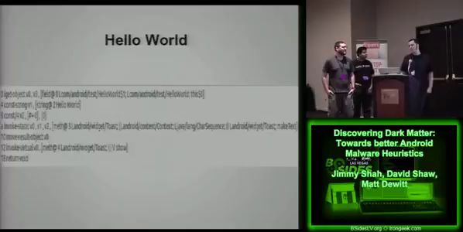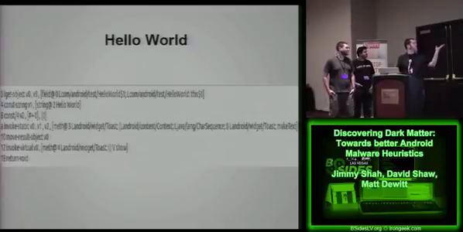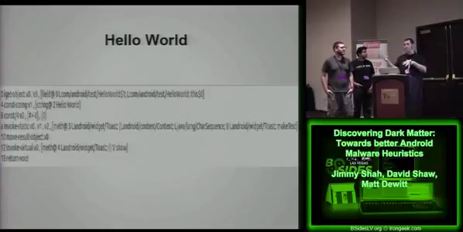So the very first thing that we're going to discuss is hello world. This is probably the first Dex file that anybody will ever look at, hopefully, so that you have some type of idea of what's going on. Basically it creates the object of hello world. That's the string. Hello world is going to be the string that's going to be displayed.